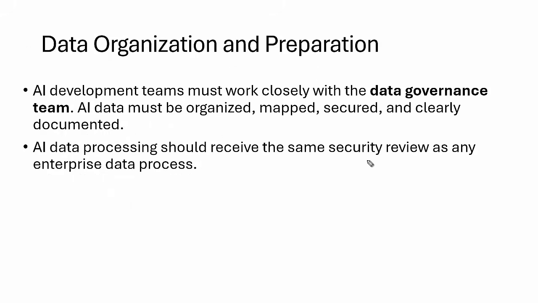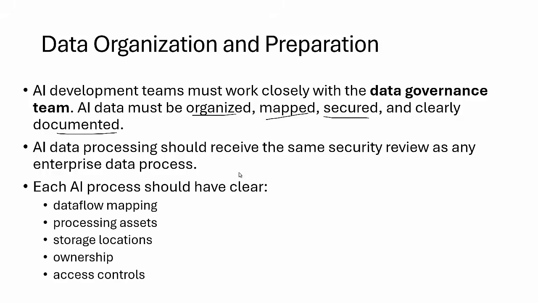Now, the next step: once you collect the data, you need to clean the data, prepare the data and all that. Is it clear? All AI data must be organized. If you don't organize it, it will unnecessarily take more effort. It should be mapped, secure, and clearly documented. AI data processing should receive the same security review as enterprise data processing. Each AI process should have a clear data flow mapping, processing assets, storage locations, ownership, and access control, which is part of the requirement.